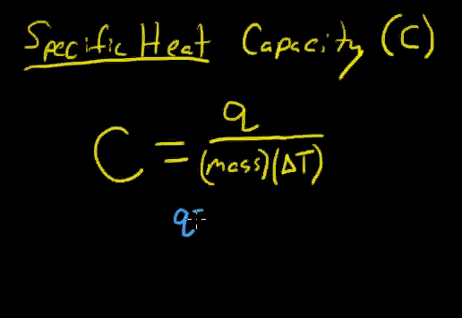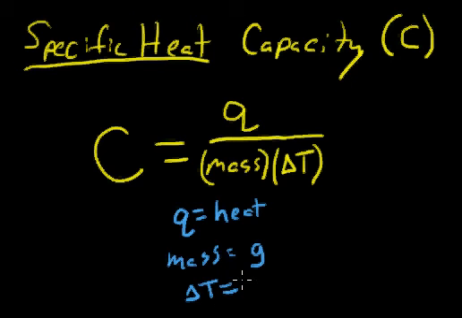So Q is simply the amount of heat that a substance absorbs. Mass is going to be measured in grams, and that's a very easy measurement. Just put the substance on a balance. Delta T has two measurements involved. Delta means change, and that always means your final minus your initial. So we need to take the final temperature, the temperature after we've heated it up, and subtract the initial temperature, which is the temperature before we heated it up. And that will allow us to calculate delta T, the change in temperature.